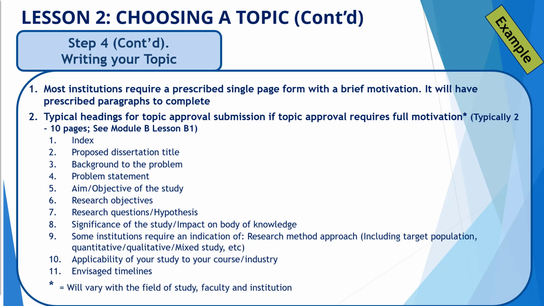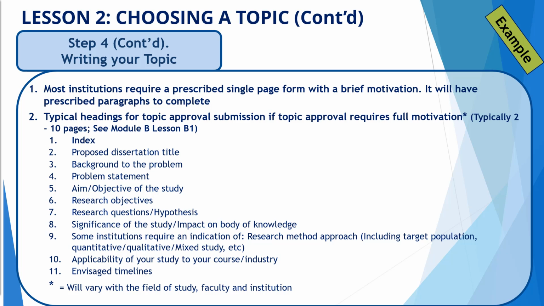But this is not going to be wasted, because these are also the headings that you're going to find when you do your research proposal as the next step. So let's just look at an example of the typical headings that you will have to include in your topic submission. Now, all of these headings are discussed in Module B, Lesson B1, which is writing your research proposal. So your topic submission will just be a very short version of that. So it's just a less elaborate version, but you will find exactly the same principles in Lesson B1.